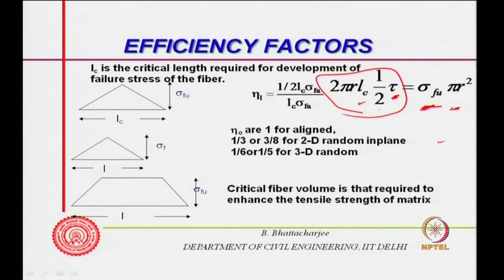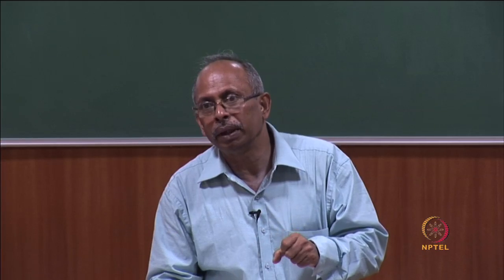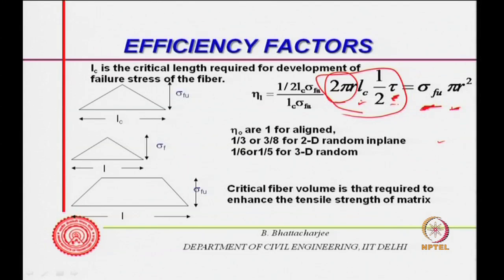by 2 through bond. So, if the bond strength is tau, twice pi r is the surface perimeter multiplied by L c by 2, that is the area through which the bond stress is transferred, multiplied by the bond strength tau. So, tau multiplied by this must be equal to sigma Fu pi r square. So, this should give us L c equals sigma Fu r by tau.